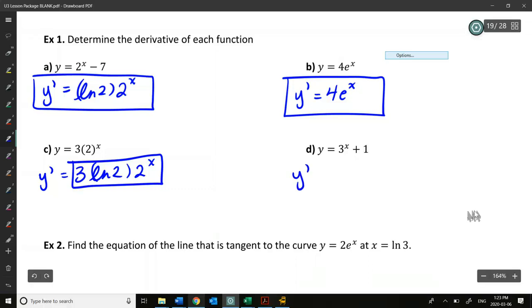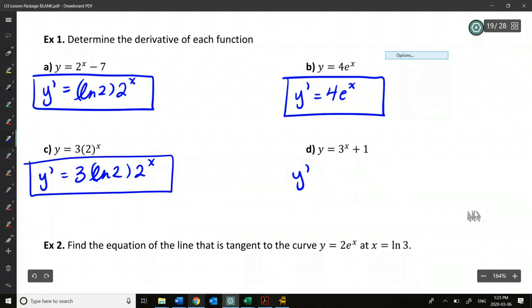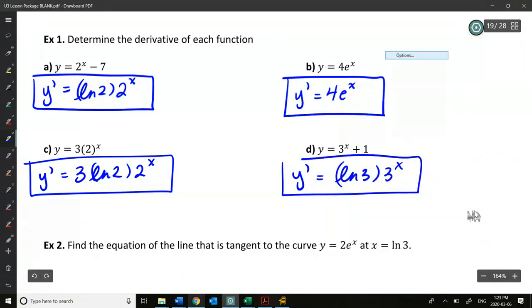Okay, and then last one, who wants to try this one? Grayston? Ln 3 times 3 to the x. Derivative of the plus 1, derivative of a constant is 0.